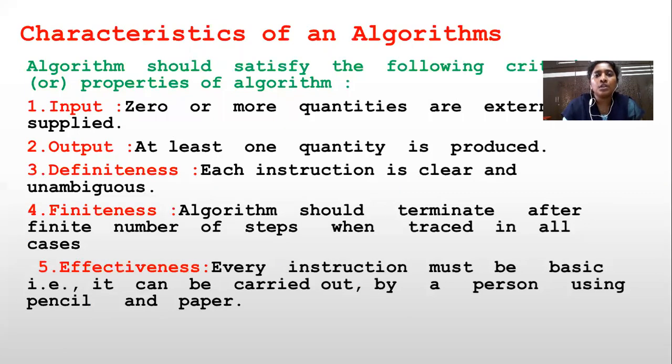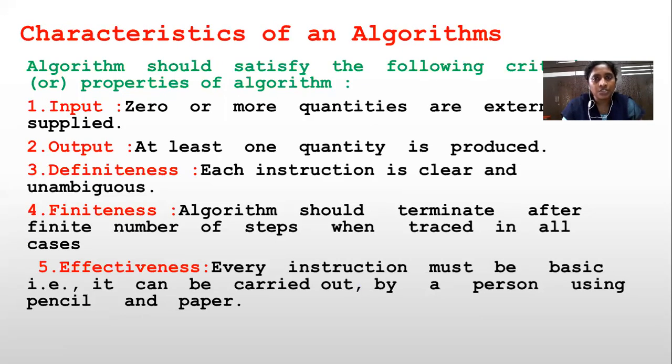0 or more quantities have to be supplied for any program depending on the application which is given. 0 or more quantities have to be externally supplied, which means through any input device. Generally we use the keyboard. Then coming to the output, at least one quantity is produced. For any program we write for getting a solution, we expect at least one output.